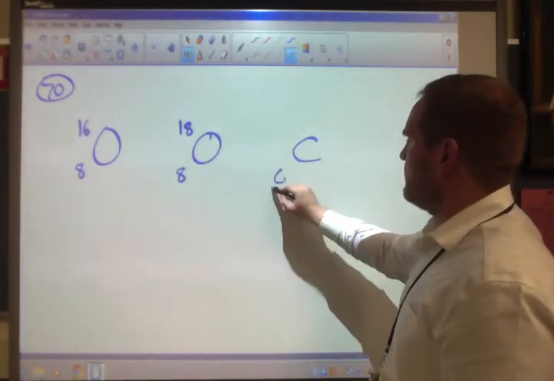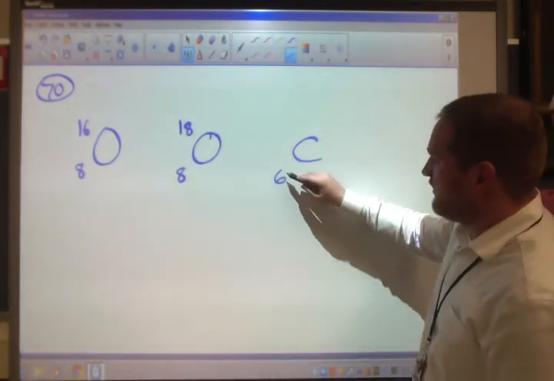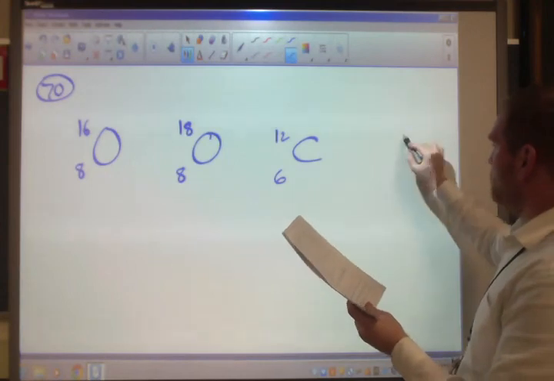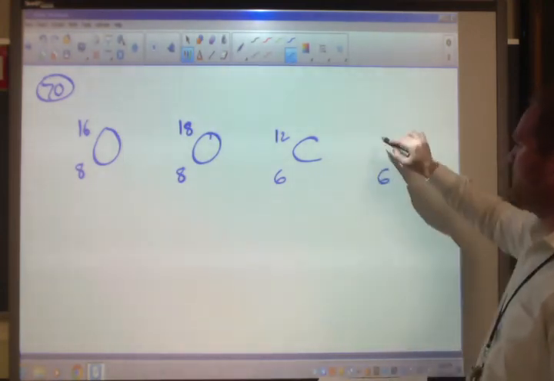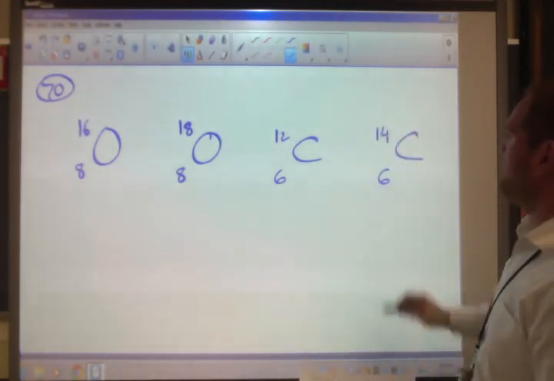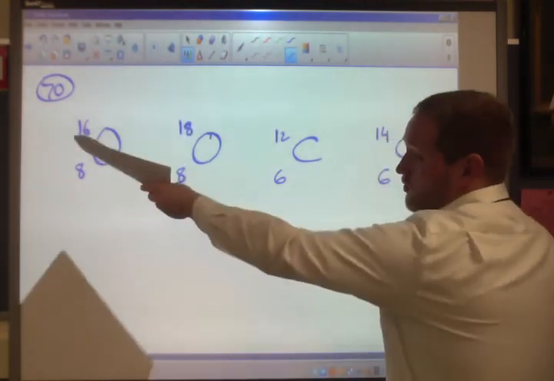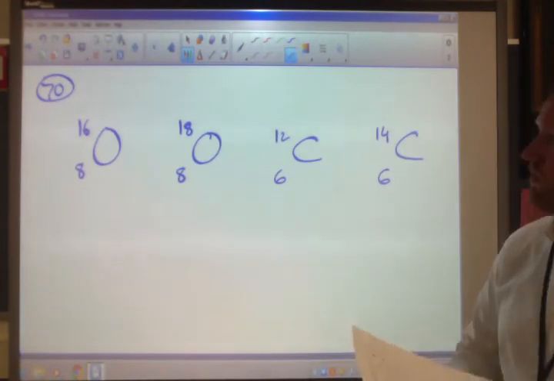Well, carbon always has an atomic number of 6 protons. And if it also has 6 neutrons, that's your 12. Carbon with 8 neutrons, same 6 protons, but now it has 8, so that gives me 14. So that's my C12, C14. That's my O16, O18. I'll pause there.